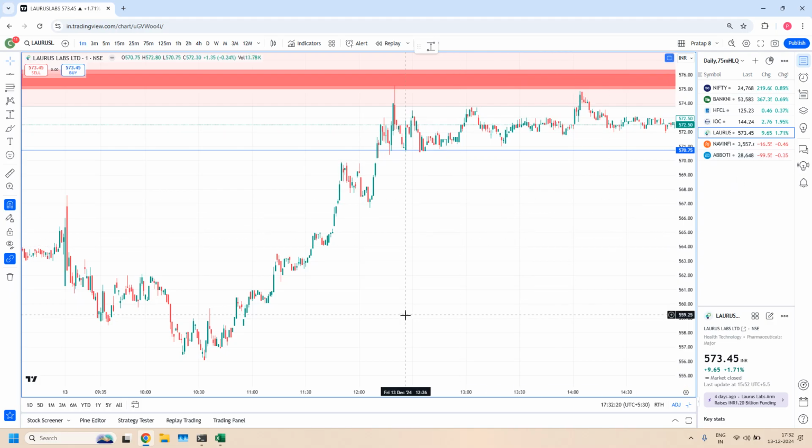ABBOT, see how good a profit it has given. HFCL, how good a profit it has given. IOC, many of us might have missed the 9:15 candle. Okay, I agree. NAVINFLUOR, how well it has given the profit. In the dynamic view concepts, all these concepts you learn. Whatever you learn, as per that only we are getting the profits. So this is the beauty of these concepts. That is what you should understand.